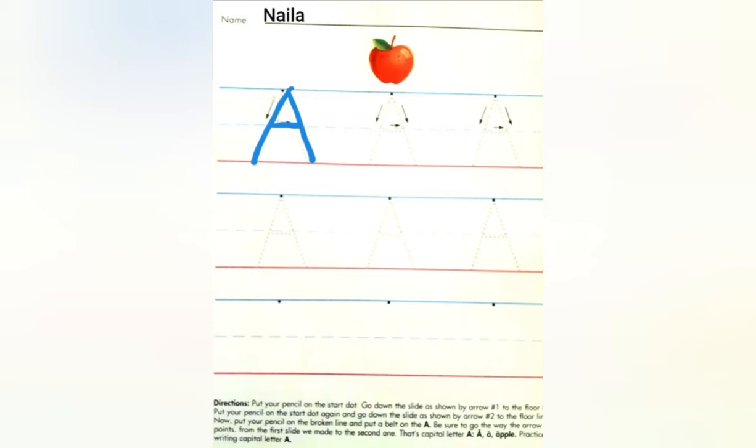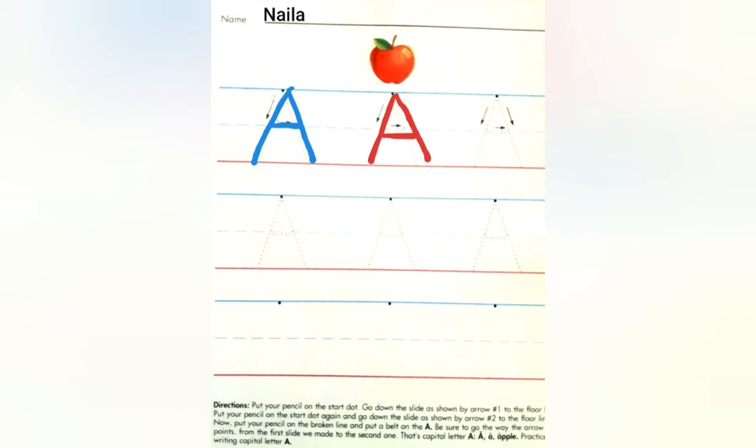Let's try one more time. Slanted line down, and sleeping line in the middle. One more time. Slanted line down, and a sleeping line in the middle. There we go. Now I want you all to trace all the letter A's over here with the lines, the dots, and I will show you how to write without any dots.